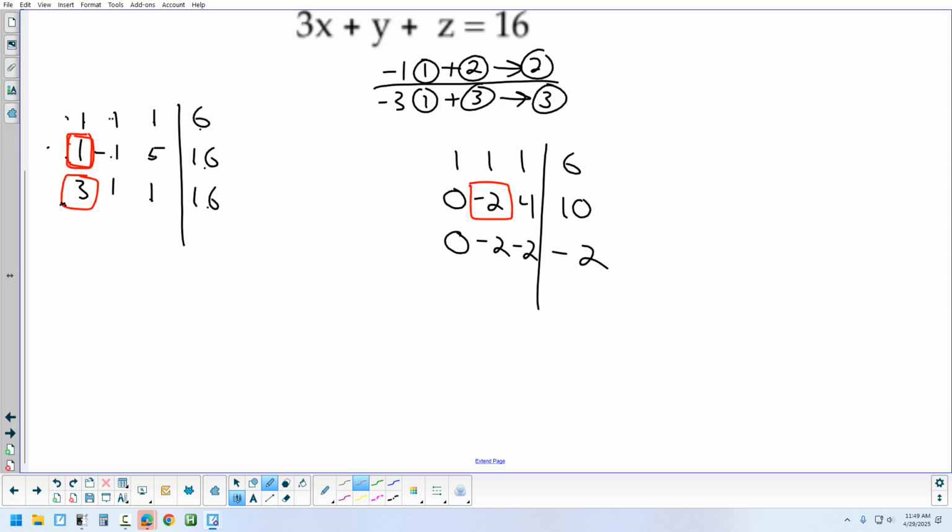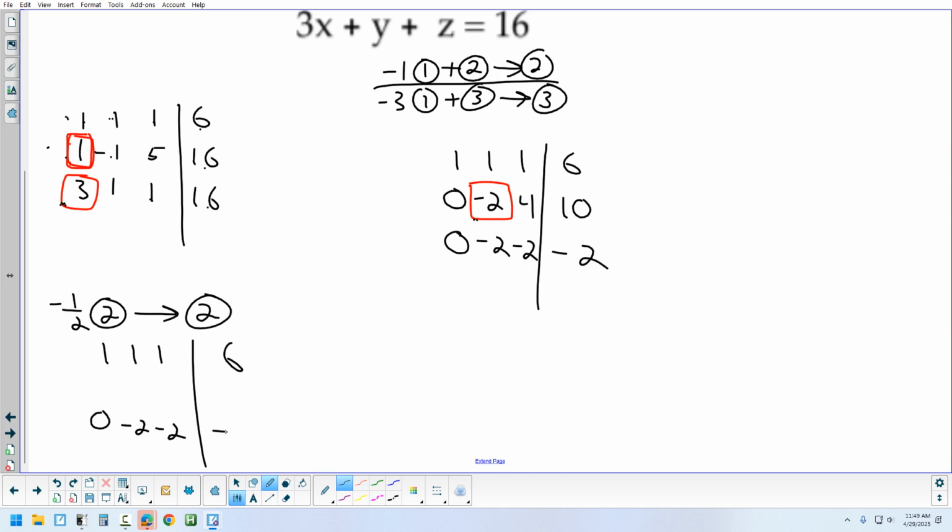And these are all even, which is actually going to make it really nice. What could we multiply row 2 by to make that a 1? -1/2. So multiply row 2 by -1/2. And where are we going to place that answer? In row 2. So which rows are not changing in this step? 1 and 3. So let's copy those down. There's 1. There's 3. Okay, so multiply by -1/2 and put it back in the same row.